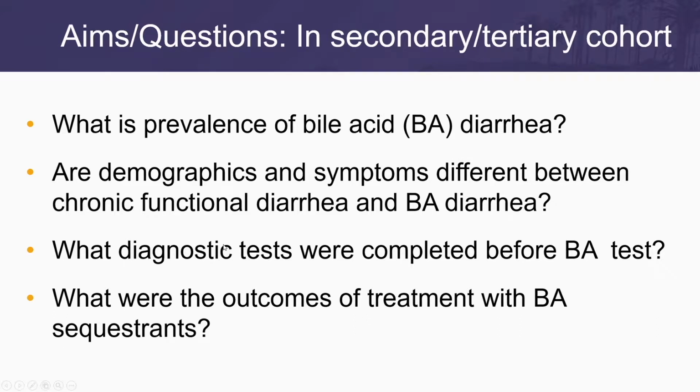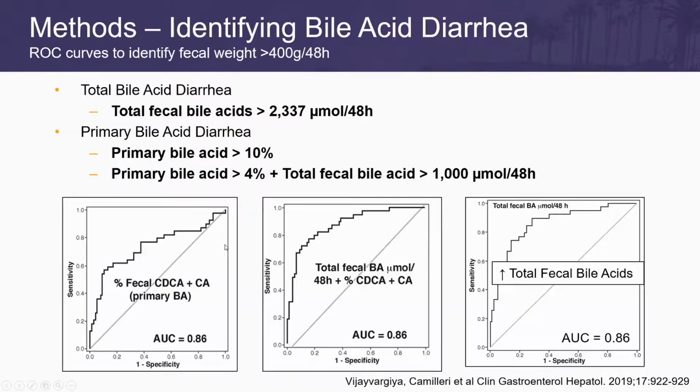So the questions of their study were, what's the prevalence of bile acid diarrhea? Are the demographics and symptoms different between those who have chronic functional diarrhea and those who have diarrhea due to bile acid diarrhea? What are the diagnostic tests that were completed before the bile acid test, which I'm not going to go over in the interest of time? And what were the outcomes of treating these patients with bile acid sequestrants?